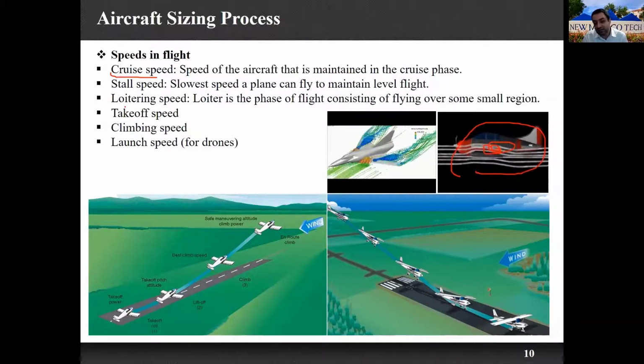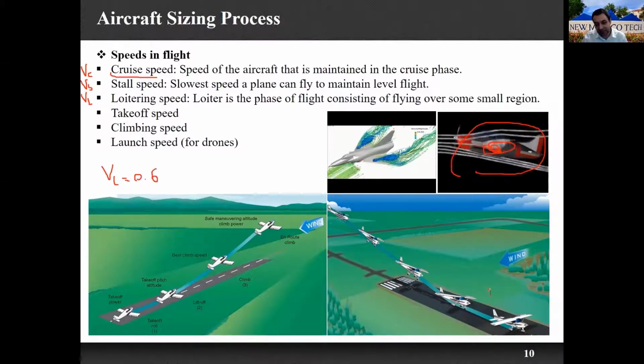We have the loitering speed, which is the speed in the phase of loitering. If your airplane wants to turn, this is called loitering flight, and usually the speed of the airplane in the loitering is about 60% of the cruise speed. So if I define the loitering speed with VL, the cruise speed with VC, and the stall speed with VS, then VL, the loitering speed, is usually 60% of your cruise speed.